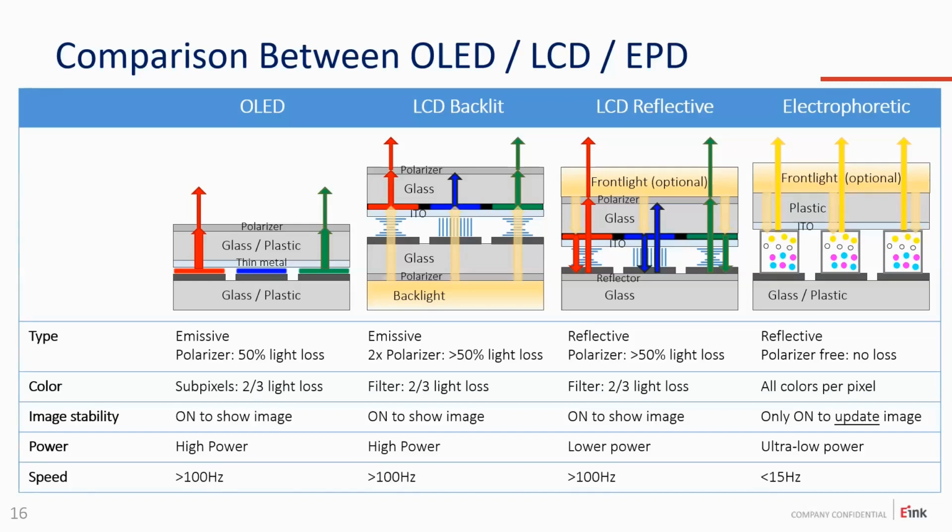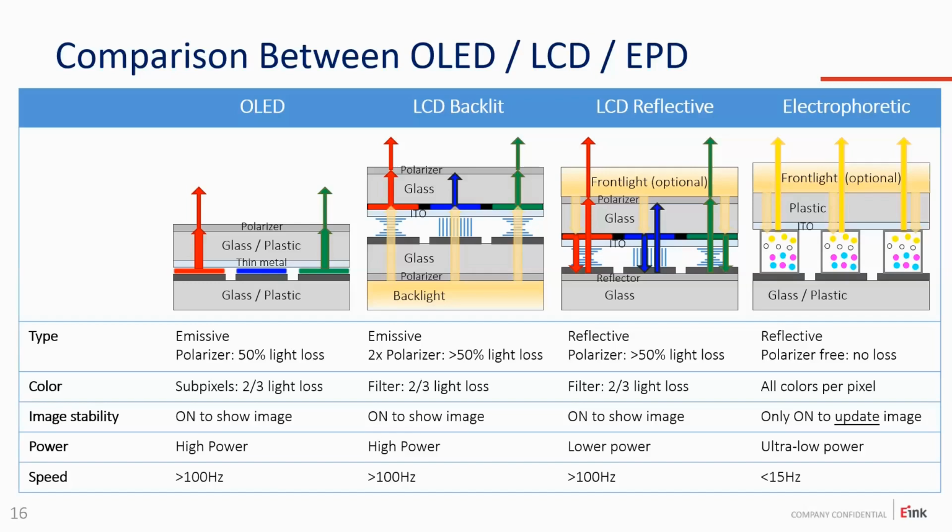LCD reflective, very similar, but now the backlight is moved to the top and becomes a front light. And you only need one polarizer because at the back you have a reflector. But the principles stay the same. You still have a reflective polarizer and a reflector. The polarizer is used twice now, incoming and outgoing. And in that sense, the same as the OLED and the LCD backlit.